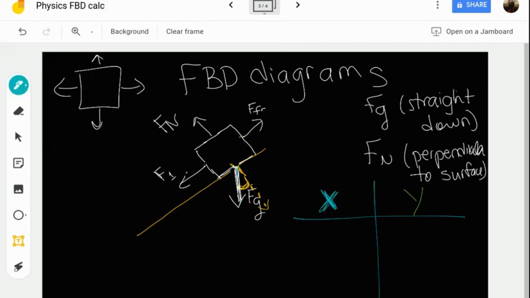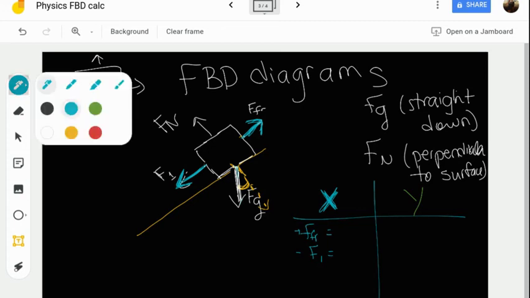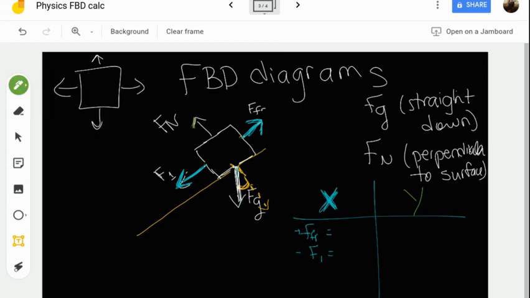Your forces in the x direction, if you tilt your head, will be your frictional force, which is to the right, so it's actually going to be positive. And your force 1, which will actually be negative because it's going in the negative x direction. Forces in the y direction would be your normal force and your force of gravity. The difference is it's going to be at an angle that we'll get to later.